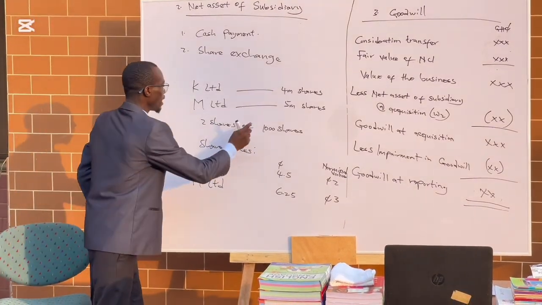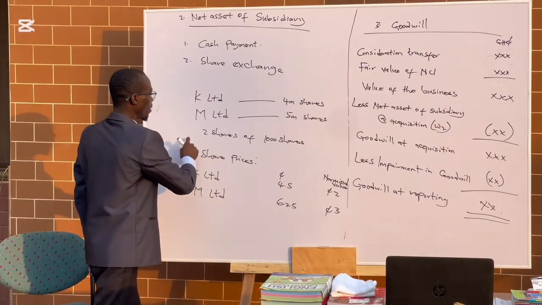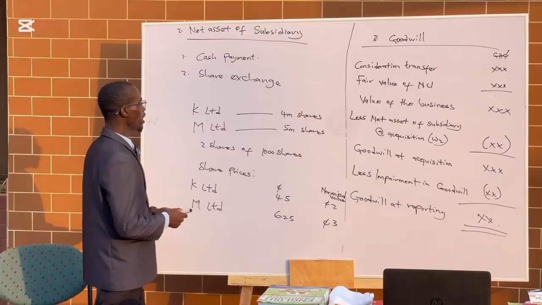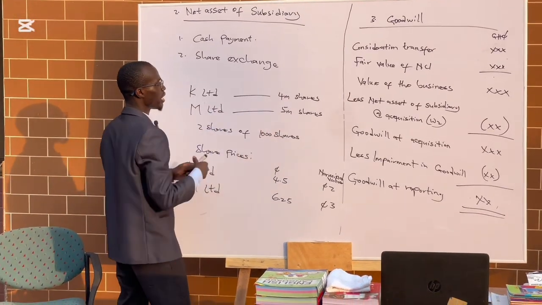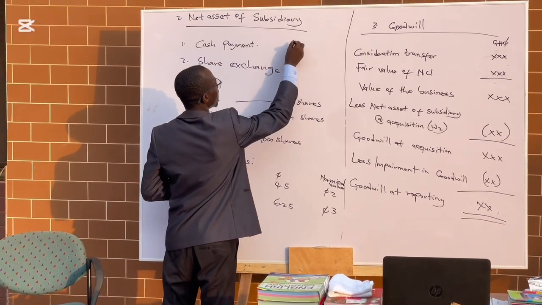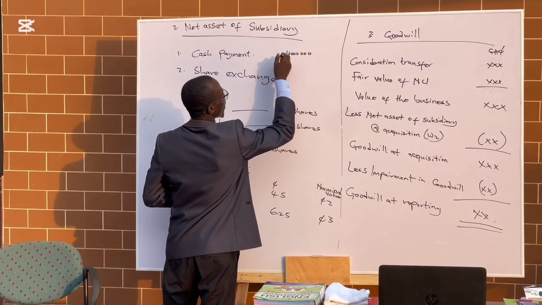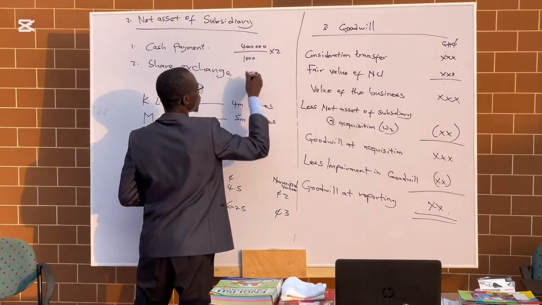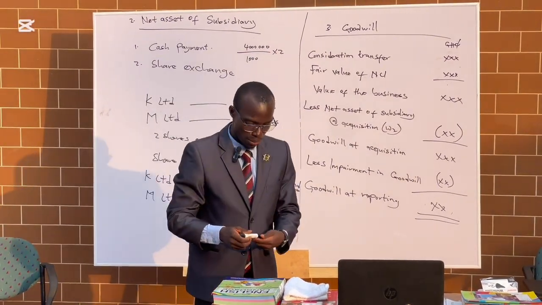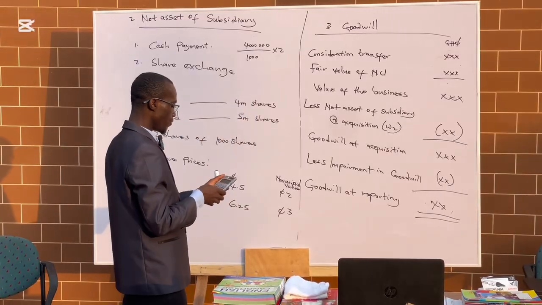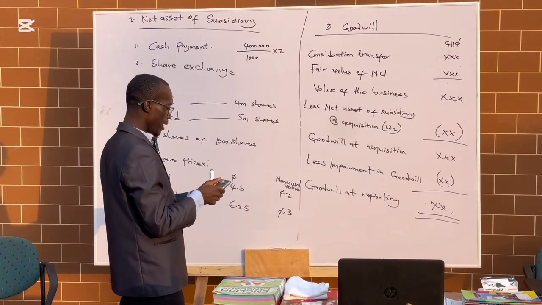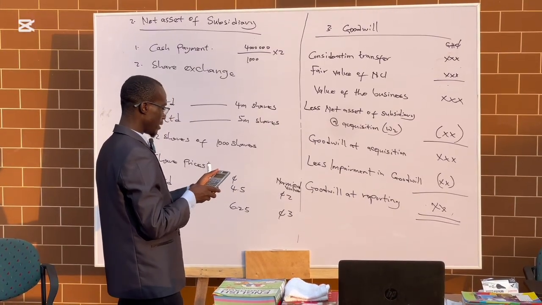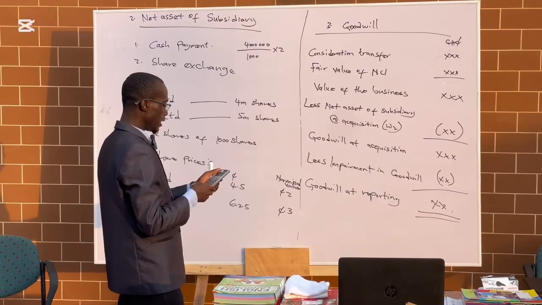So if 1,000 shares is giving us 2 shares, and K Limited has issued 4 million shares, therefore 4 million will give us how many shares? So 4 million shares divided by 1,000 shares, times 2. So it will give us a total number of shares. Let me use my Casio calculator to punch it. You need to be very tactical on it. So your 4 million shares divided by 1,000 shares times 2 is giving me 8,000 shares.